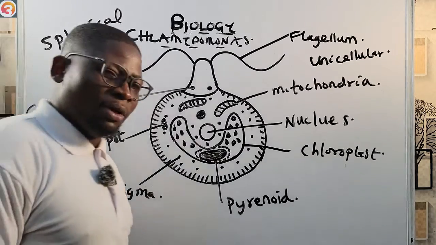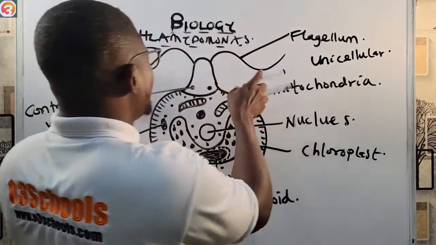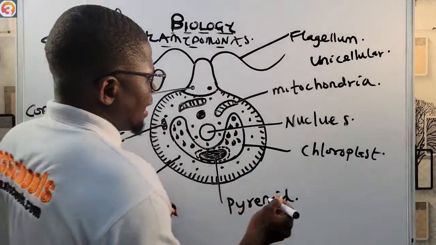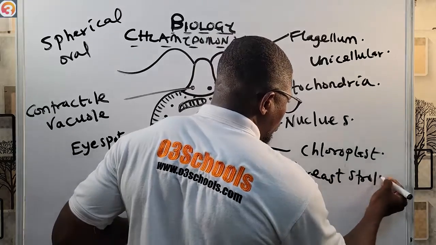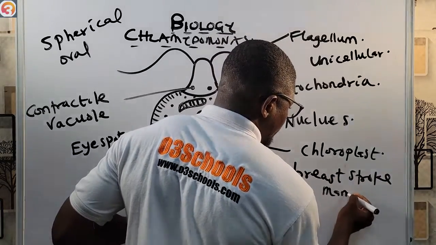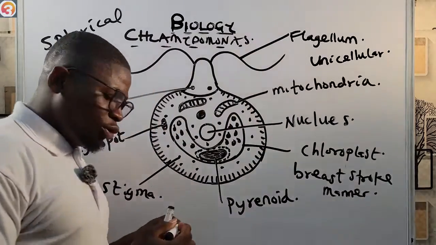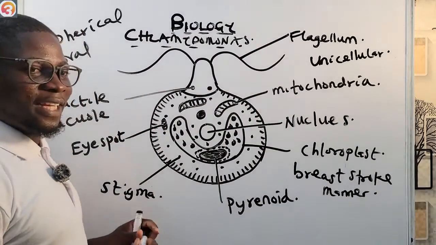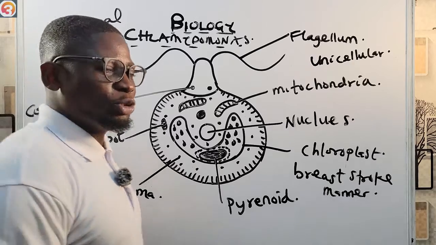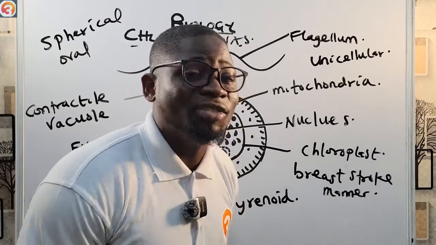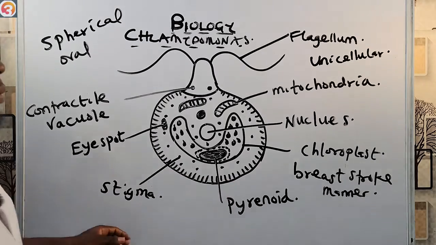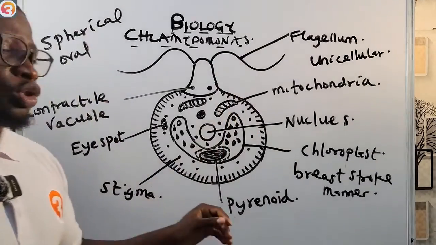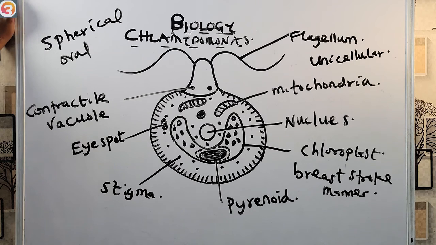Those of you that swim, it is this flagellum that is used to swim in a breaststroke manner. Those of you that swim, you know breaststroke, right? So you know the different terminology for swimming. But of course, the Chlamydomonas uses this flagellum to swim in a breaststroke-like manner.